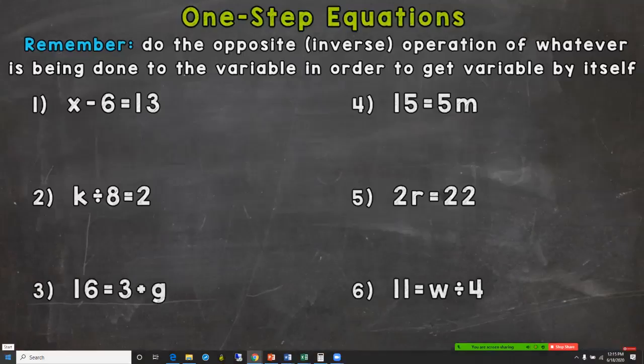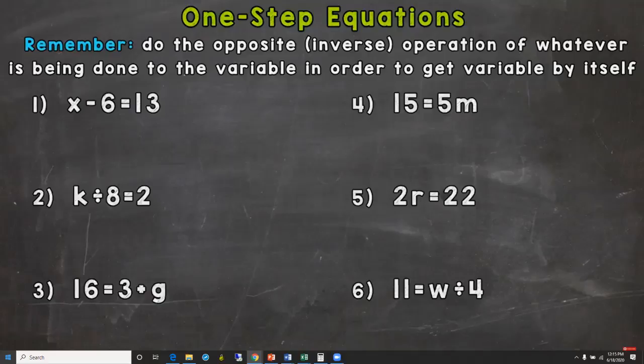In this video, we're going to discuss how to solve one-step equations. And as you can see, there are 6 problems on your screen that we're going to go through in order to get this down. Now, up top, I have a hint we need to remember as we go through these problems. So we're going to do the opposite or inverse operation of whatever is being done to the variable in order to get the variable by itself. Now, that may not make any sense at first, but as we go through these problems, you'll start to see what I mean by that.